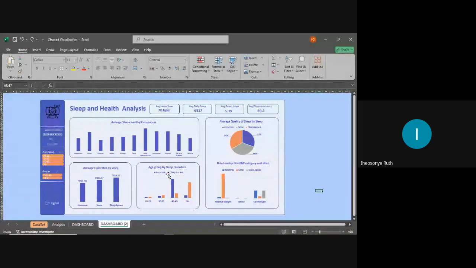We found that more of the individuals 40 years and above experience more sleep disorder. And we went on to compare the BMI across sleep disorder. We found that when individuals were overweight, they experienced more sleep disorder. They were more prone to sleep disorder.